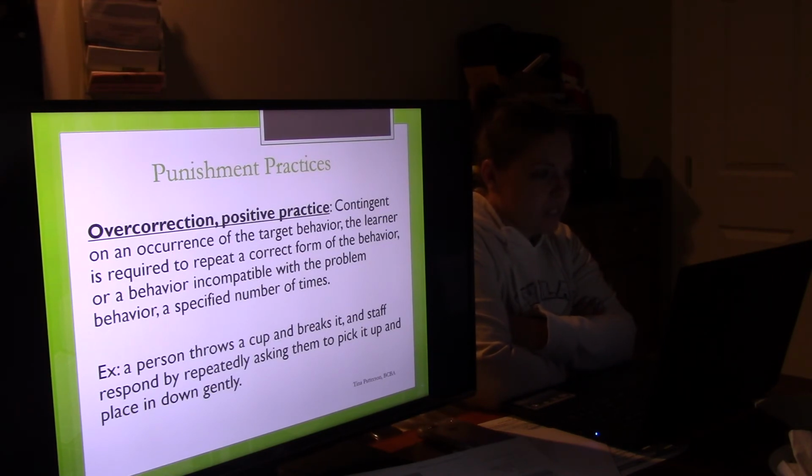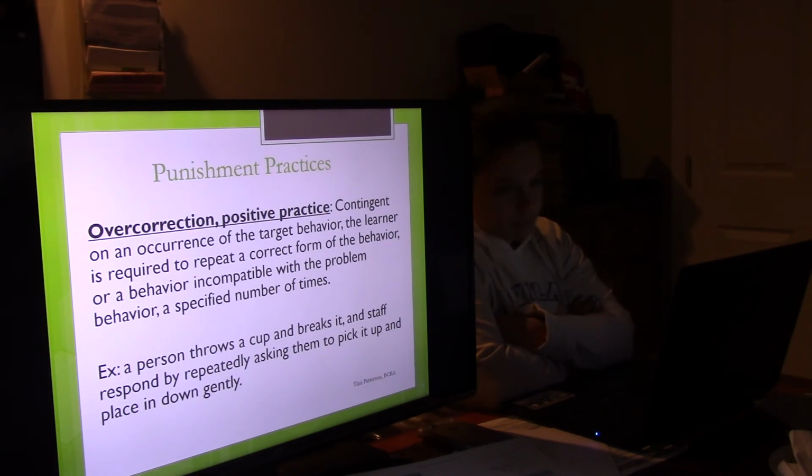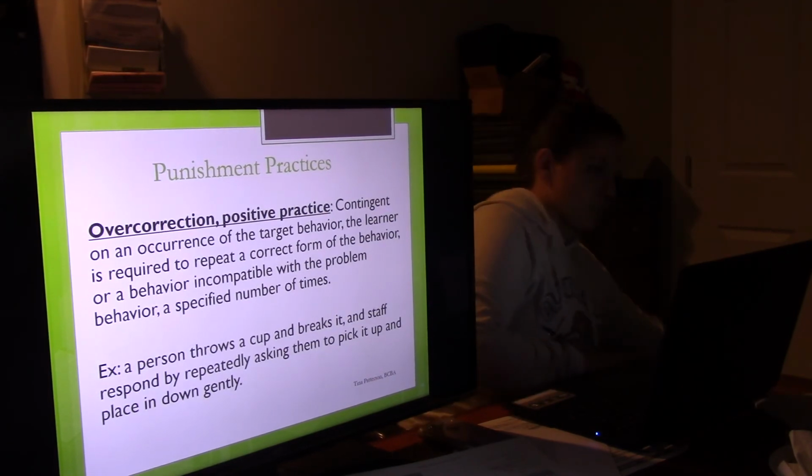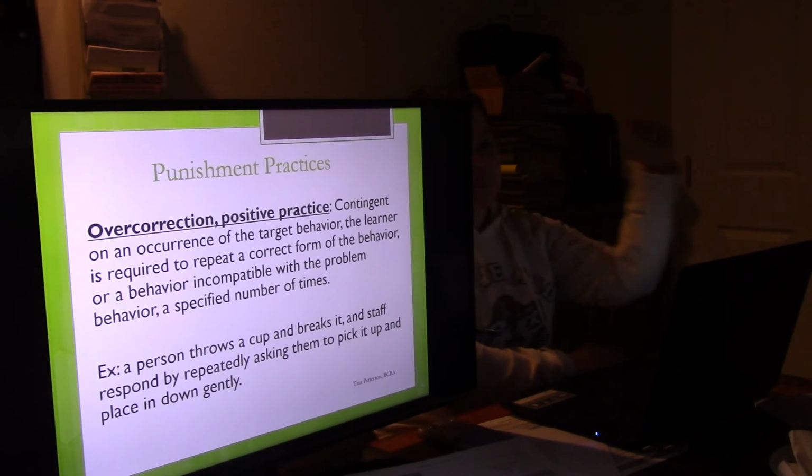Overcorrection, positive practice. So, contingent on an occurrence of the target behavior, the learner is required to repeat a correct form of behavior or a behavior incompatible with the problem behavior a specified number of times. So, a person throws a cup, breaks it, and the staff respond by repeatedly asking them to pick it up and place it down gently. Pick it up, put it on the table. And then the teacher puts it back down on the floor. Pick it up, put it on the table.